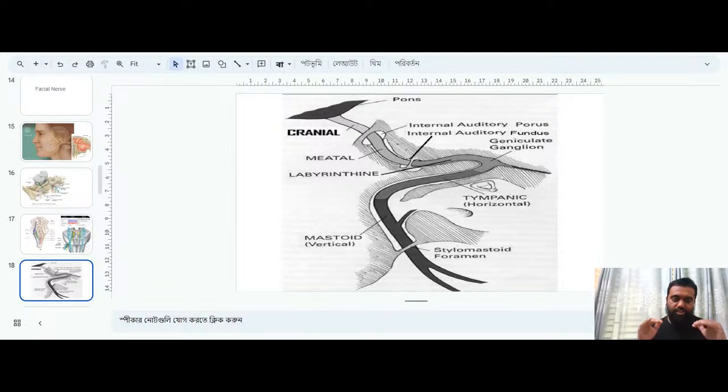So what is the structure of the human body that lies above? It is the cranium. In the upper part of the cranium, what lies here? Here lies the cortex of the cerebrum, the cerebral cortex. So the motor neurons that lie in this cortex are the upper motor neurons.